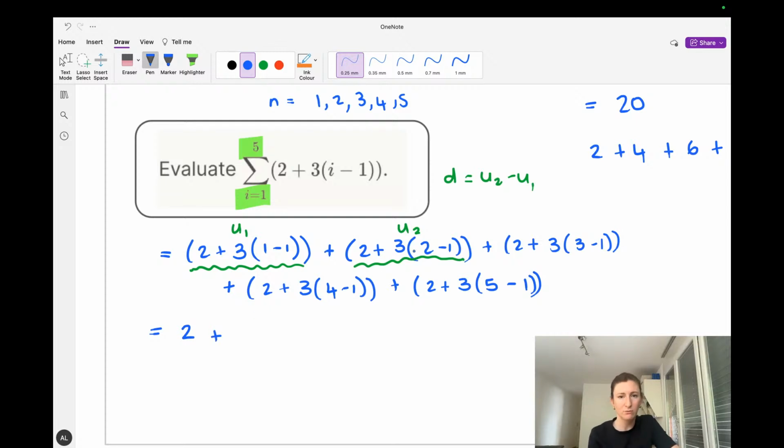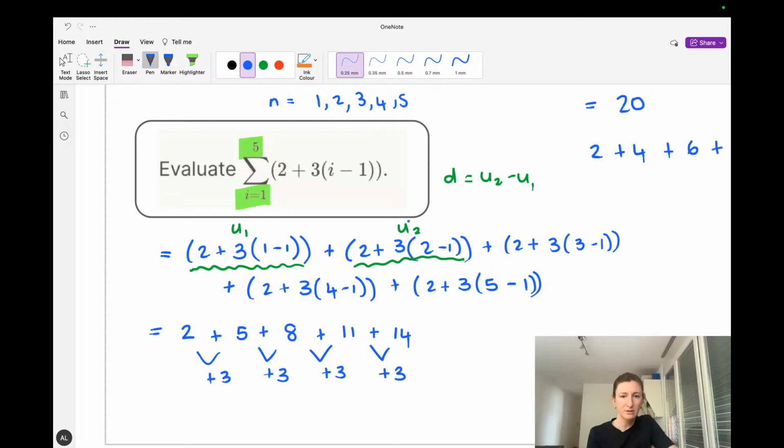Plus 2 minus 1 is 1, times 3 is 3, plus 2, so 5. You can see we're going up in 3s here. 3 minus 1 is 2, times 3 is 6, plus 2 is 8. Indeed, we are going up in 3s. Then that's 3 times 3, which is 9, plus 2, which is 11. Then 5 minus 1 is 4, times 3 is 12, plus 2 is 14. So each time we went up plus 3, plus 3, plus 3, plus 3.